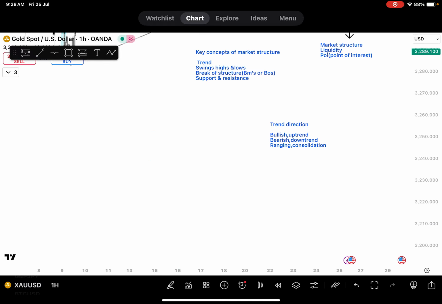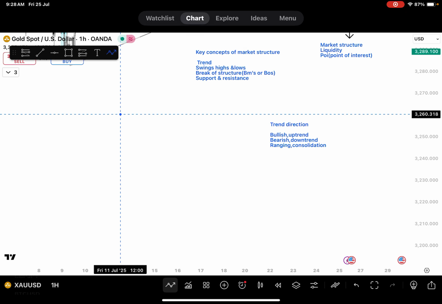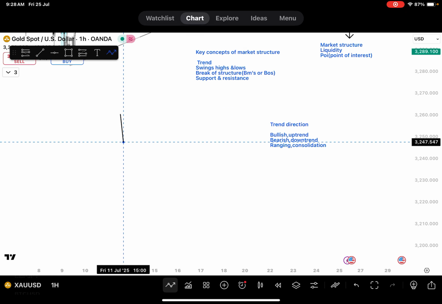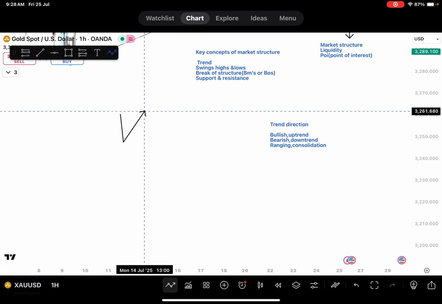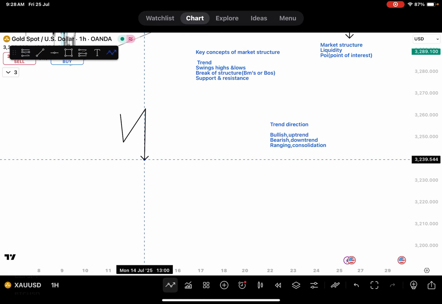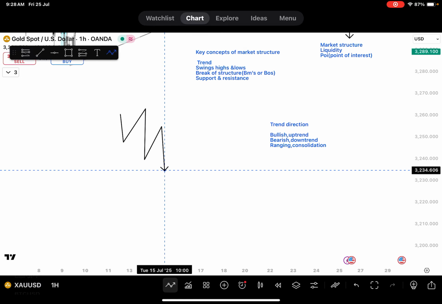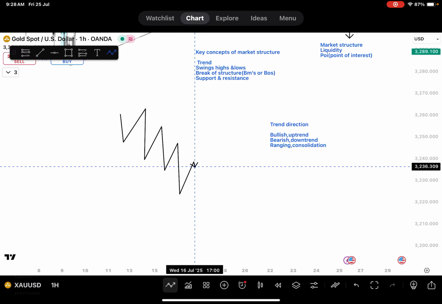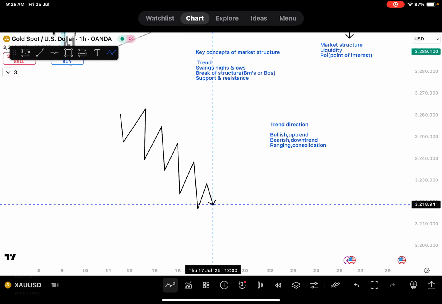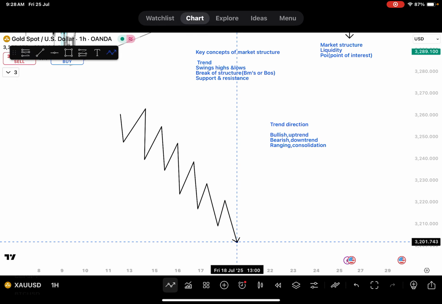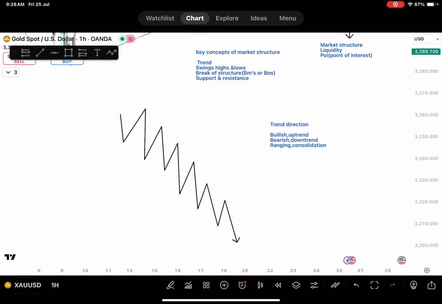Let's take this off. Now, talking about the bearish trend, which is the downward trend, we have what? The market is actually moving like this, creating a series of what? Lower highs and lower lows. Lower high, lower low, lower high, lower low. If the market is moving in a downward direction, this is simply how the market actually moves.